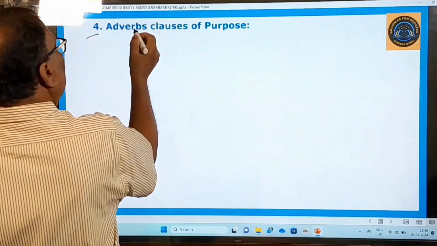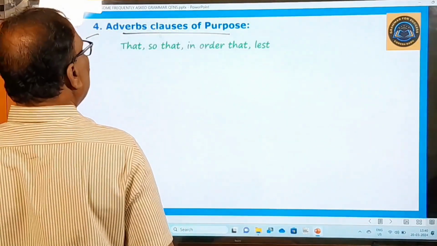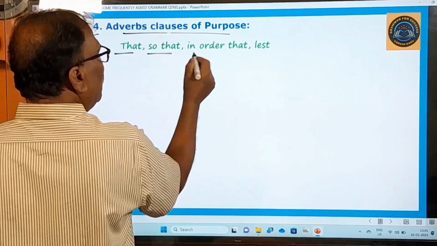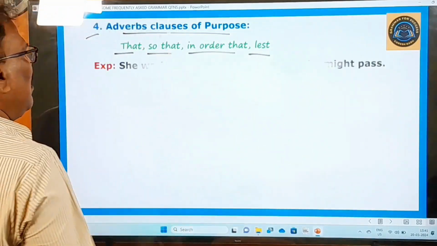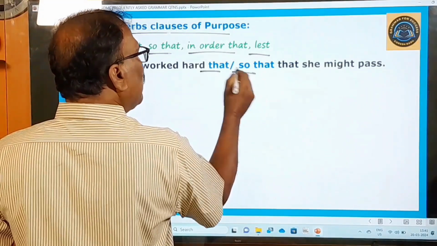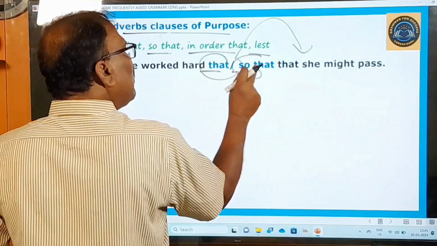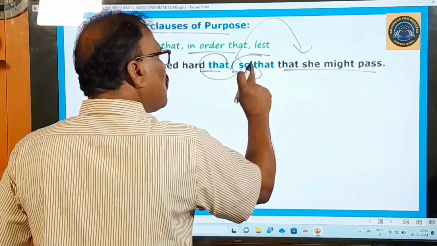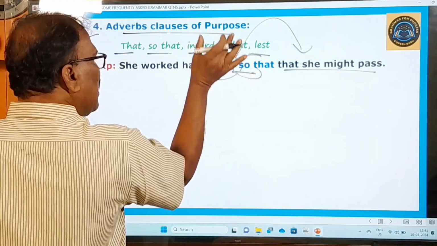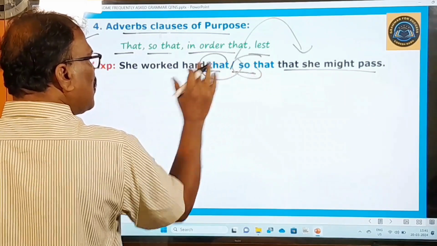Fourth one, subordinating conjunctions that introduce adverb clauses of purpose. What are the subordinating conjunctions that introduce adverb clause of purpose? That, so that, in order that, lest. Please keep these conjunctions in your mind. She worked hard that, or so that. Remember, this is indicating the purpose. Why is she working hard? That she might pass, or so that she might pass. Therefore, these are called the subordinating conjunctions that introduce adverb clauses of purpose. So, purpose indicating conjunctions, these are all right.